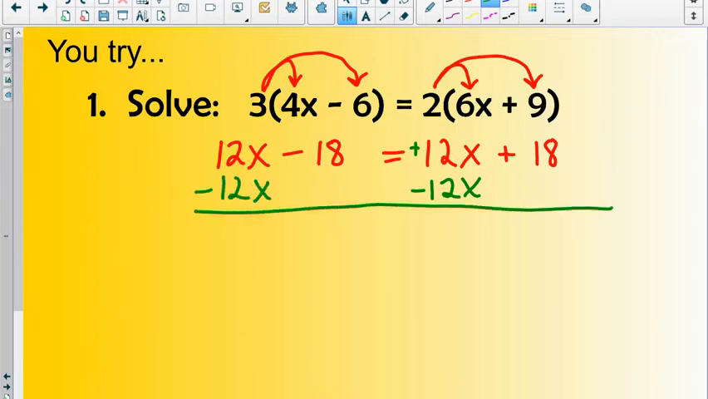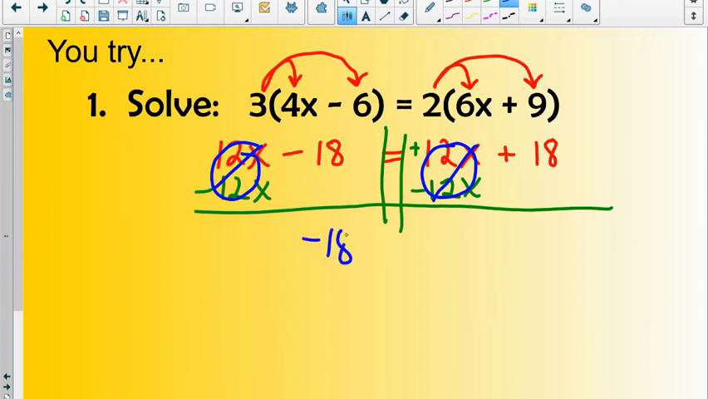I have to make sure that I do the same thing to both sides. So I subtracted 12x on the left and the right. And when I simplify, I see that 12x minus 12x is 0, like I wanted it to do, this cross out. But then I also see on the right-hand side here that 12x minus 12x is 0 again. So I get 0 minus 18, which is negative 18, equals 0 plus 18, which is positive 18. So the variables canceled on both sides.